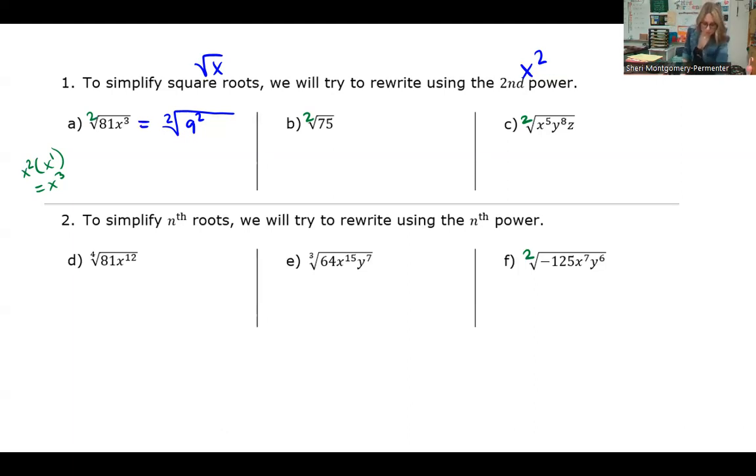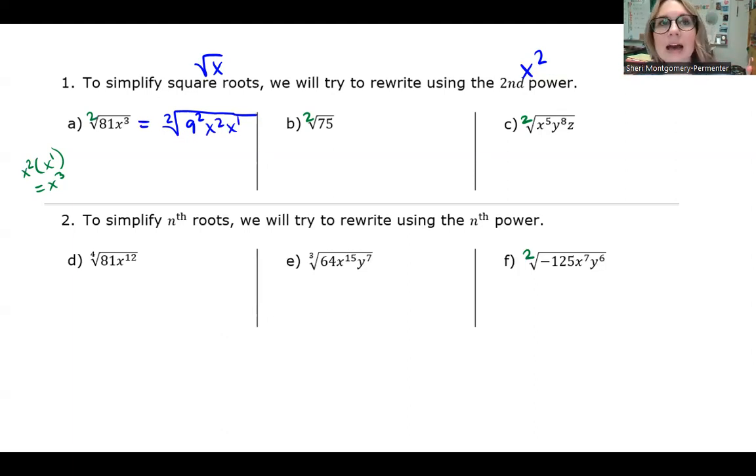So we want to try and rewrite everything that we can. Not everything is going to simplify. We just want as much as we can to simplify. And then the x to the third power is the same thing as x squared times x to the first power. There's other ways that we can split up exponents. That is one of them.